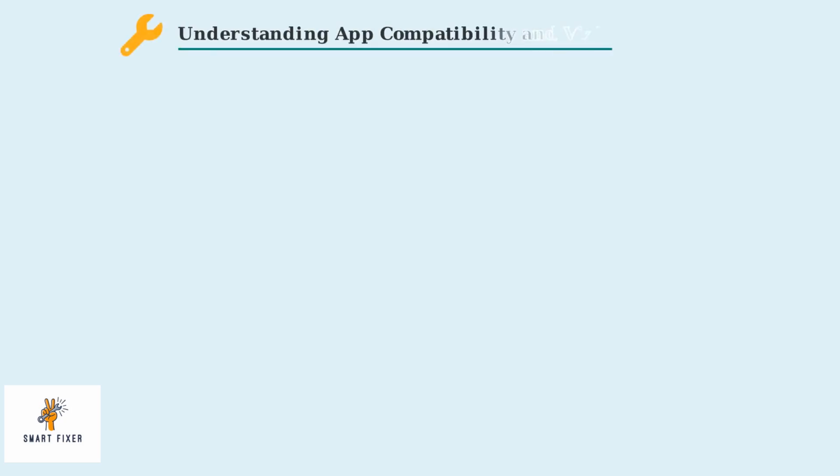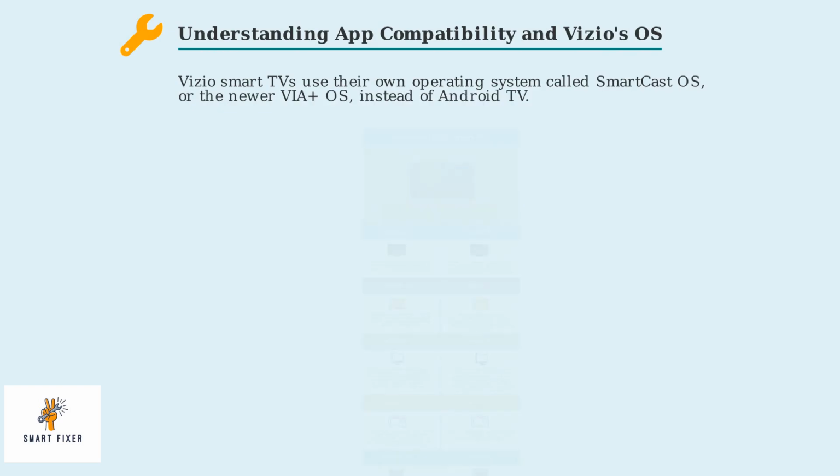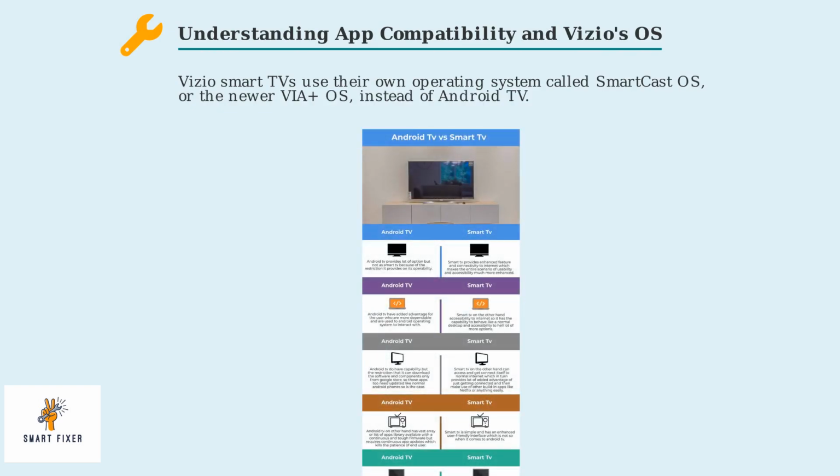To understand why these problems occur, it helps to know a bit about how Vizio smart TVs work. Vizio uses its own SmartCast OS or the newer VIOPS OS. Unlike Android TV, updates are pushed by Vizio, which can sometimes delay app rollouts. Peacock uses adaptive bitrate streaming, but older Vizio models may not fully support this or the required codecs. This leads to buffering or inability to load the app.